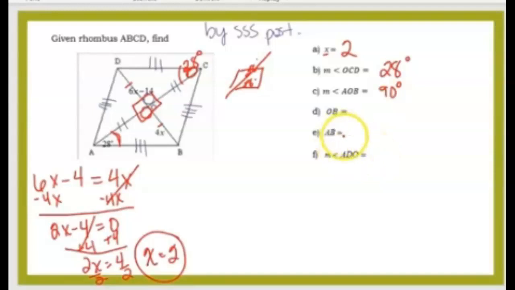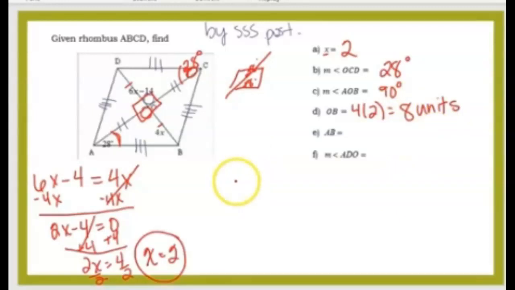All right, let's find the length of OB. OB is just this piece of that diagonal. So we found x to be 2, so we could just plug 2 in for x. And the length is 8 units long.